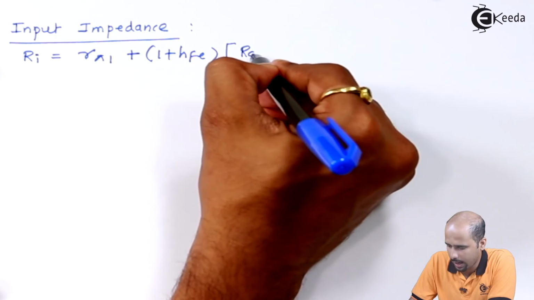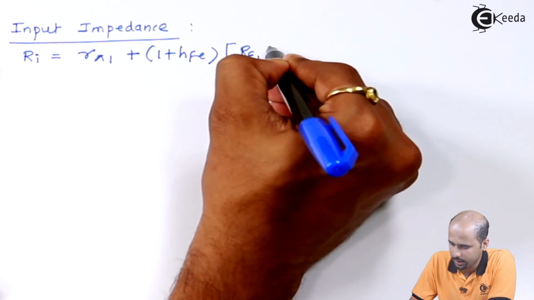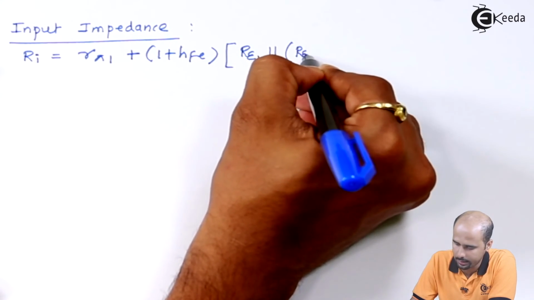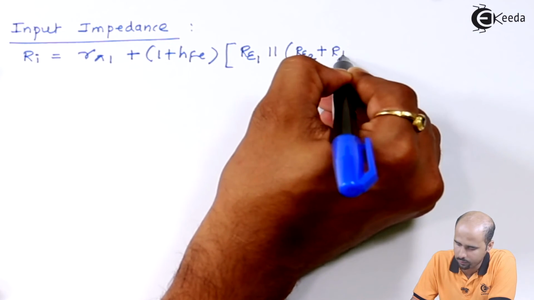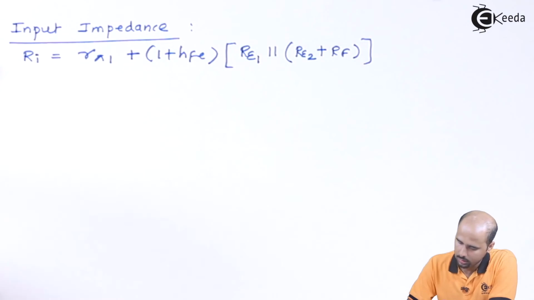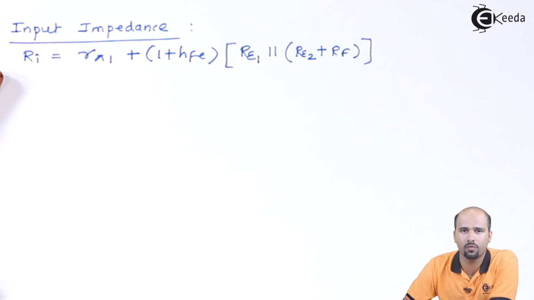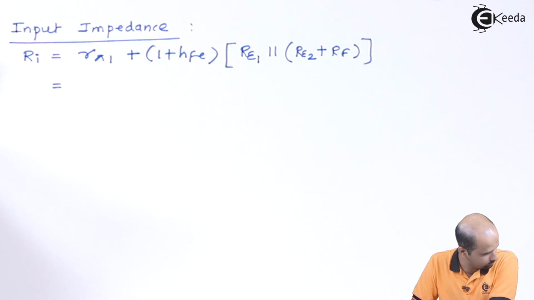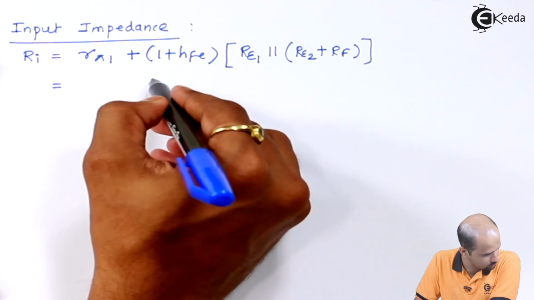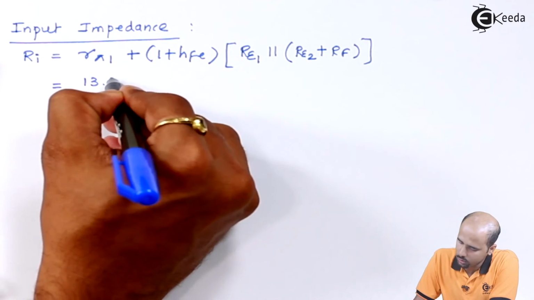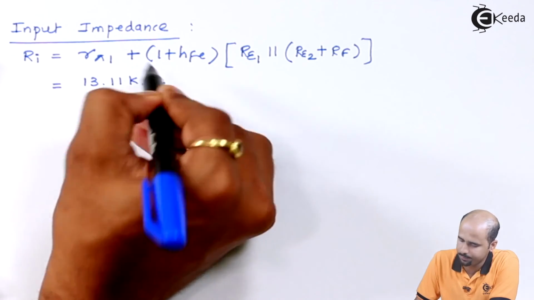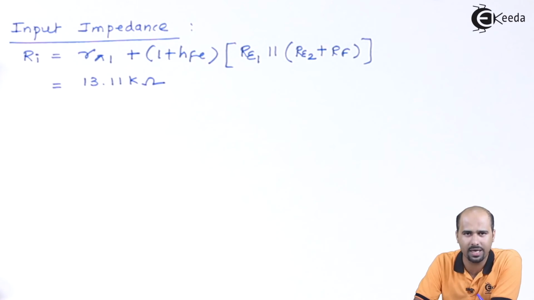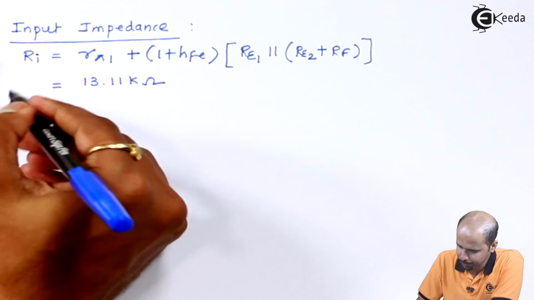multiplied by RE1 in parallel with RE2 plus RF. This is how we will be getting the value of Ri. Okay, and that Ri is coming out to be 13.11 kilo ohm. You can check your calci whether it is working or not. Pause your screen and then again come to me.